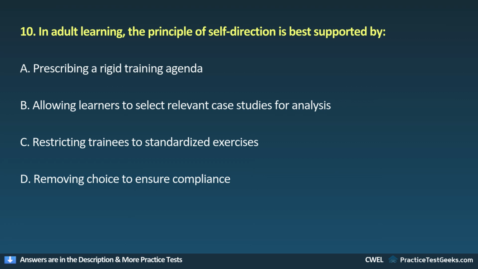10. In adult learning, the principle of self-direction is best supported by A. Prescribing a rigid training agenda. B. Allowing learners to select relevant case studies for analysis. C. Restricting trainees to standardized exercises. D. Removing choice to ensure compliance.